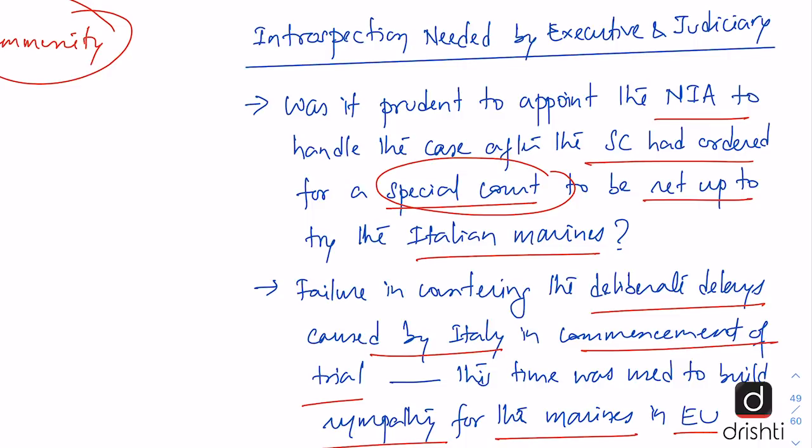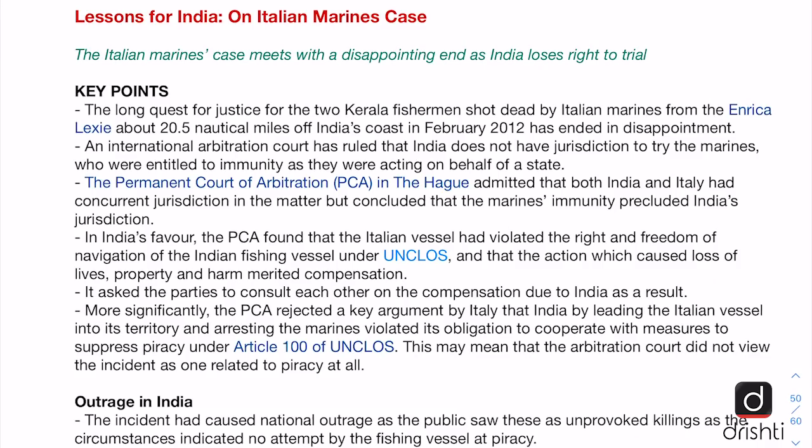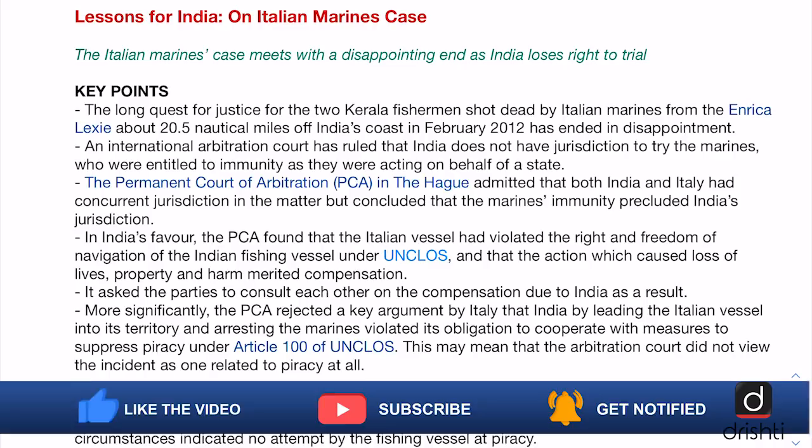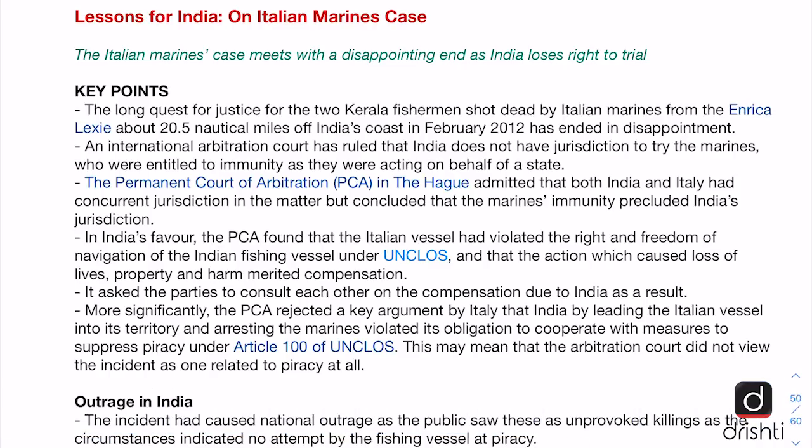So after having this background, now let us look at the key points of the editorial. The editorial says the Italian Marines case has met with a disappointing end as India has lost the right to try the two Italian Marines in India.